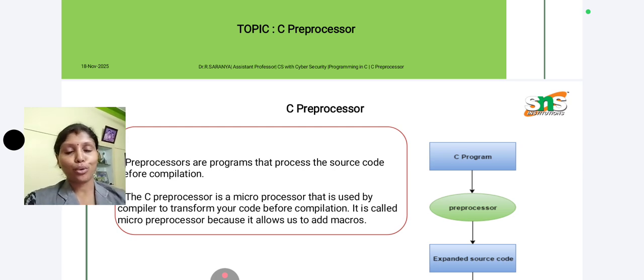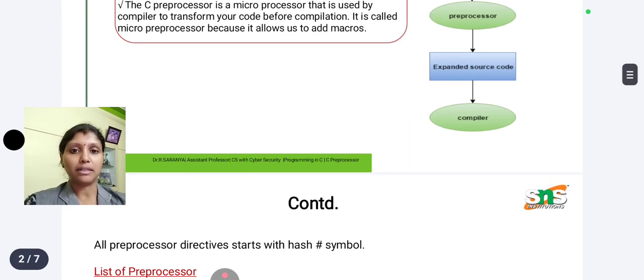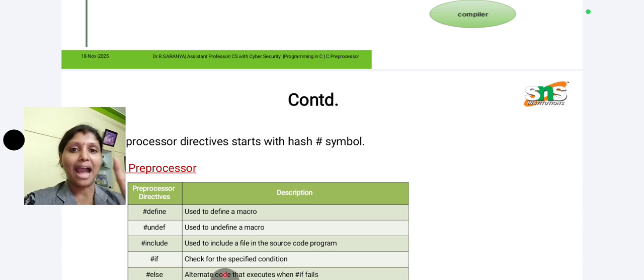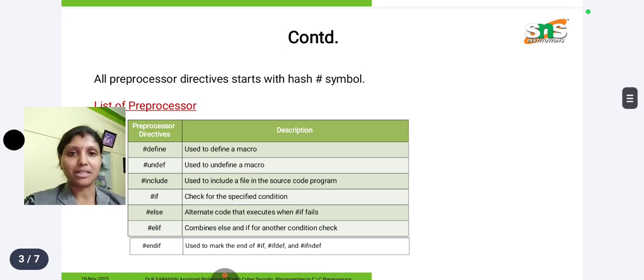It is used by the compiler in order to transform the code before compilation starts. It also allows macro concepts. Let us discuss that all preprocessor directives start with the # symbol. So we have a list of preprocessor directives.